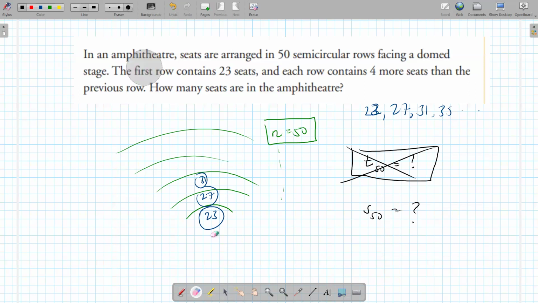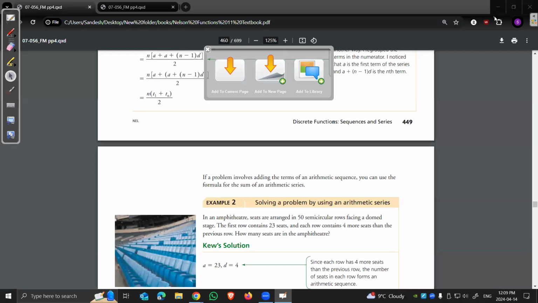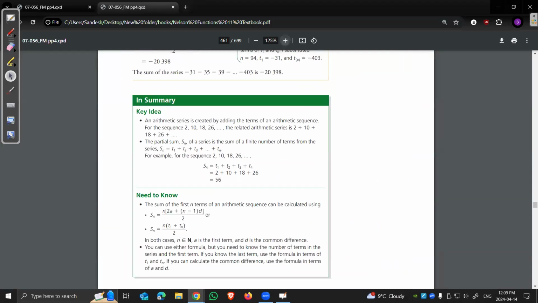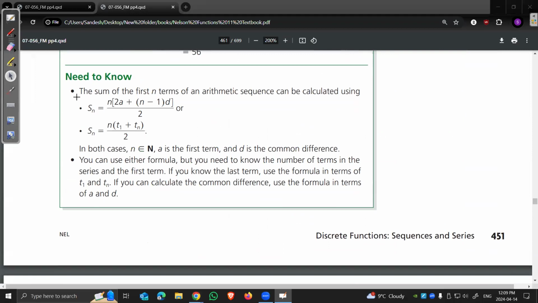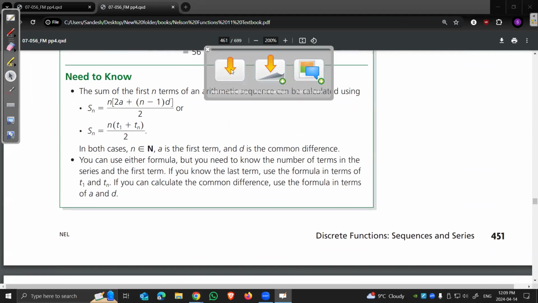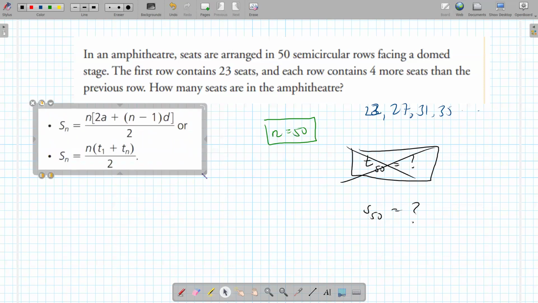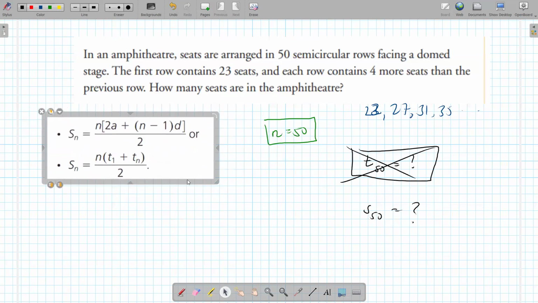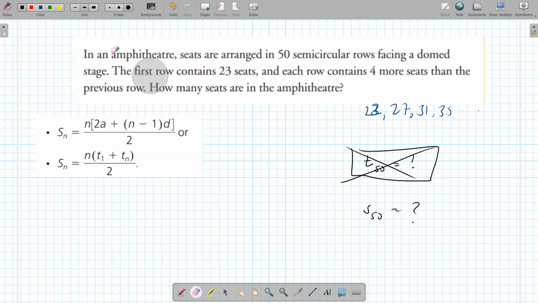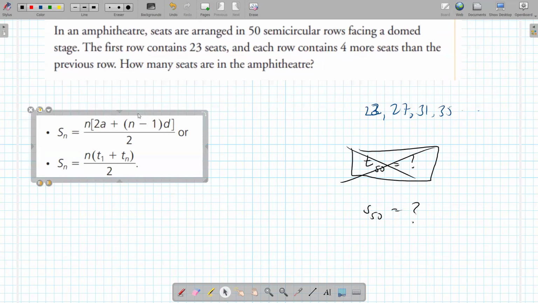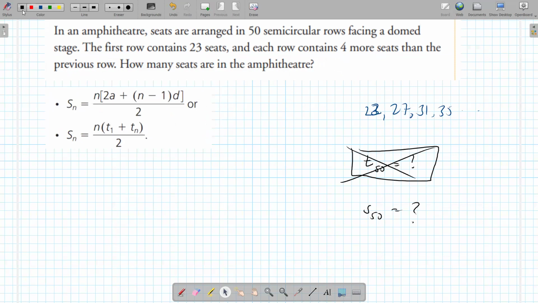So how do we do this? There are 2 formulas that you can use. Let me pull them up. These are the formulas for the series of an arithmetic sequence, or an arithmetic series. Let's start by using the top formula. Sometimes the top is better, sometimes the bottom is better. If everything is given, then I think the top one is better. So let's see how to use that.